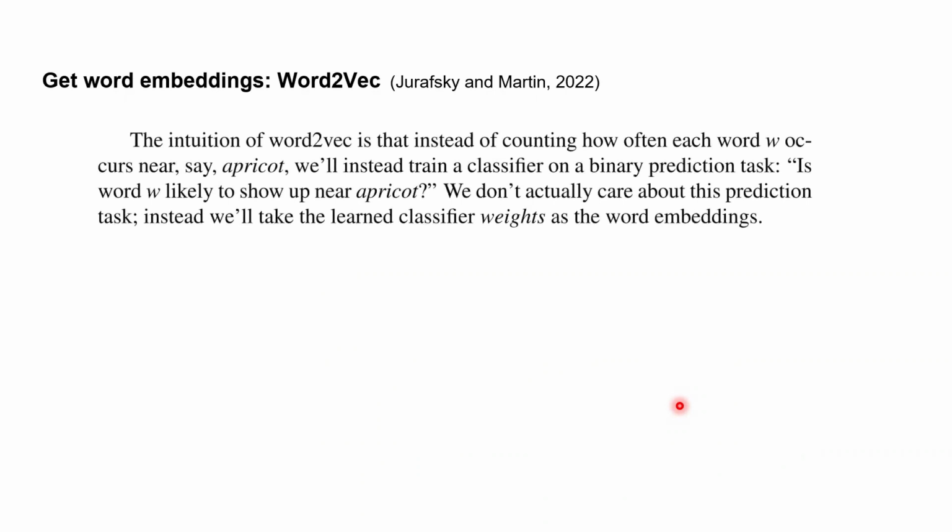Yeah, sure. The intuition of word2vec is that instead of counting how often each word W occurs near, say, apricot, we will instead train a classifier on a binary prediction task. Is word W likely to show up near apricot? We don't actually care about this prediction task. Instead, we'll take the learned classifier weights as the word embeddings.